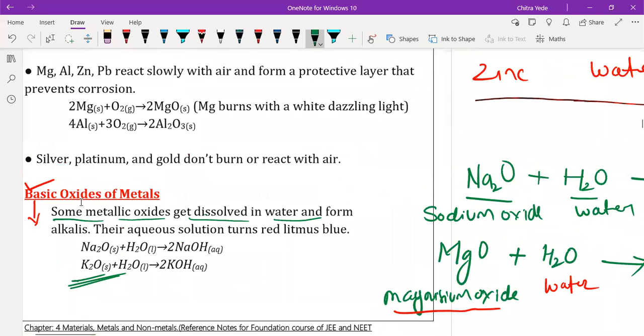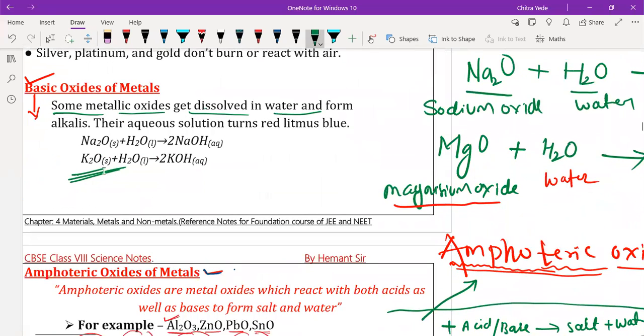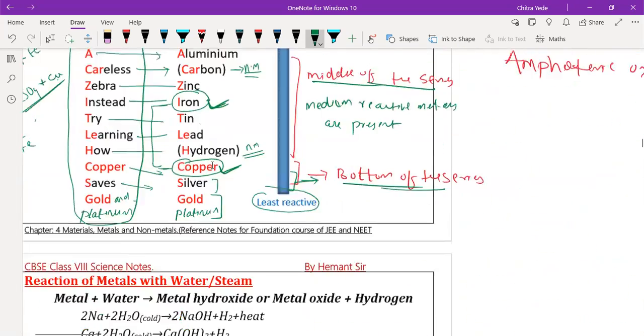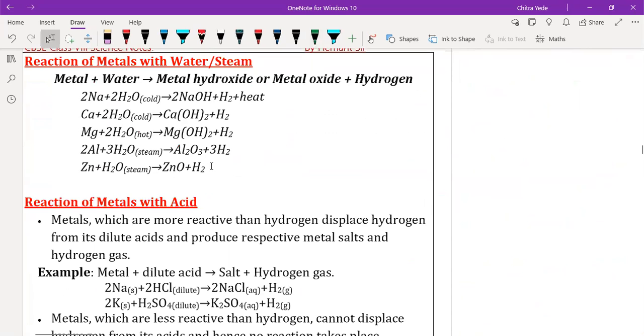Here are the basic oxides of metals. See this Na2O, when it reacts with water, it gives sodium hydroxide. In this reaction also sodium hydroxide will form. See here again sodium hydroxide will form. So it shows that these metals are basic in nature because they form basic compounds.